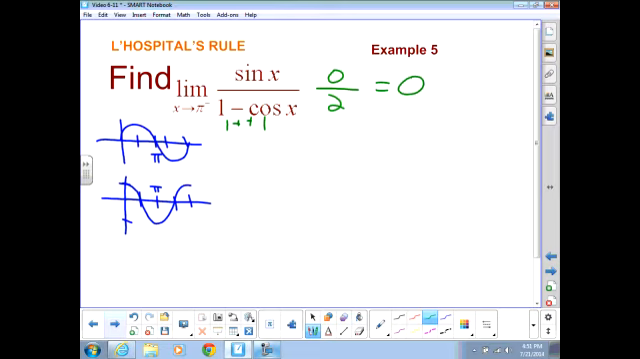This is one where you would not have to use L'Hopital's. So I just caution you, always check and make sure it's an indeterminate form. And again, I'll want to see that it's like a 0 over 0 or an infinity over infinity on any tests, quizzes, problem sets, things like that.